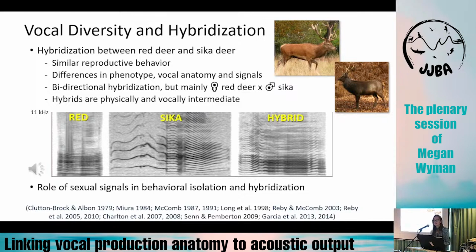But the hybridization is bidirectional, so it can happen in either direction, male red deer mating with sika females or vice versa. But most of it happens between female red deer and male sika deer. We know that from the genetics. And hybrids are also physically and vocally intermediate. They also back-cross easily back into the population, so integration is quite high once you have an initial hybridization interaction. So here's red, sika, and then a hybrid of the two.